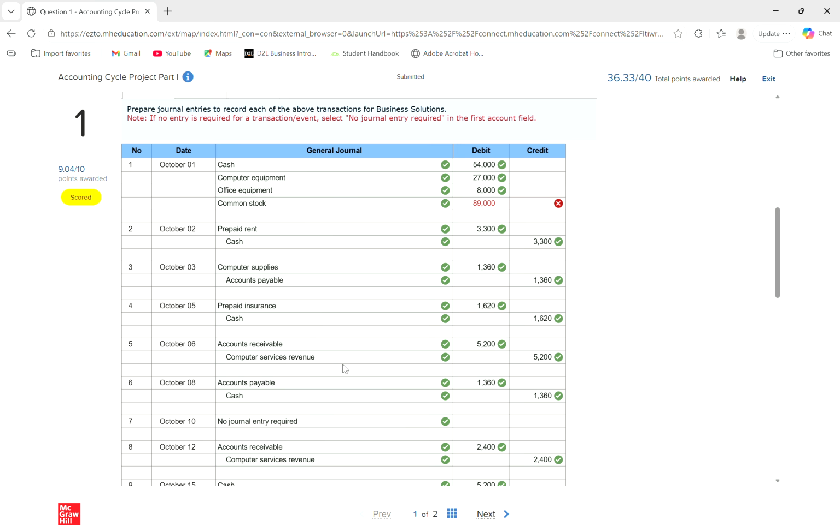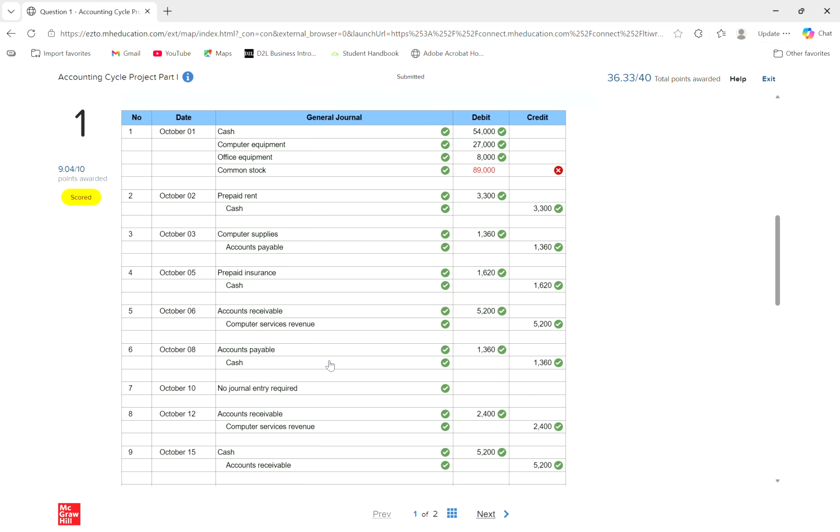For problem number 1, I recorded all October and November transactions using the proper journal entry format. Every journal entry follows the accounting equation, assets equal liabilities plus equity, and debits must always equal credits. For example, on October 1st, when the owner invested cash and equipment into the company, I debited the cash, computer equipment, and office equipment because assets increase with debits. For common stock, I should have credited because equity increases with credits.